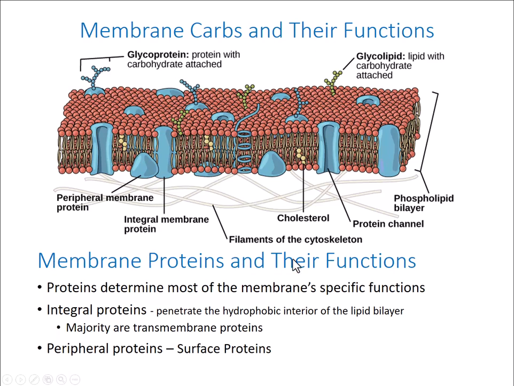Our membrane proteins can be two main types. We can have integral proteins, which go all the way through the plasma membrane from one side to the other. So the majority of these are transmembrane proteins. And you can also have peripheral proteins, which are just surface proteins, and they tend to be associated with our integral proteins, but they are either on the internal side or the external side, but they tend to be more towards the internal intracellular side.